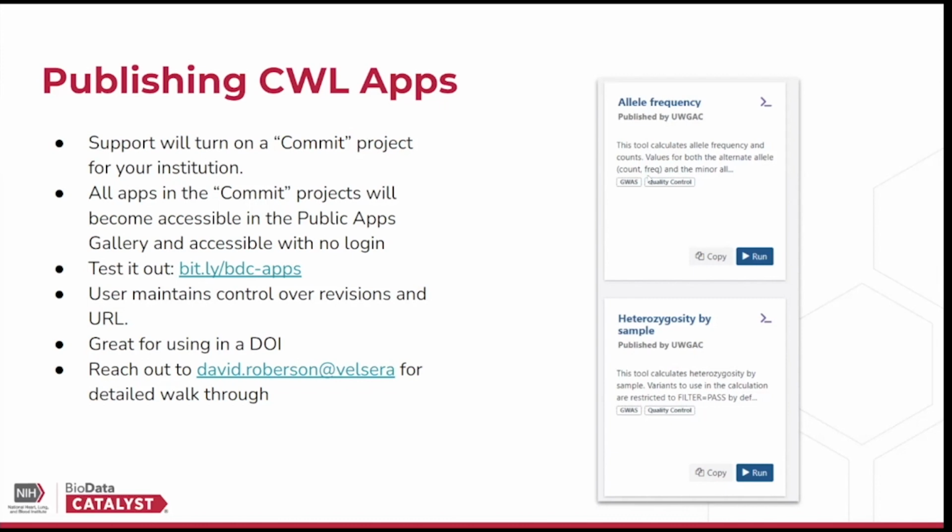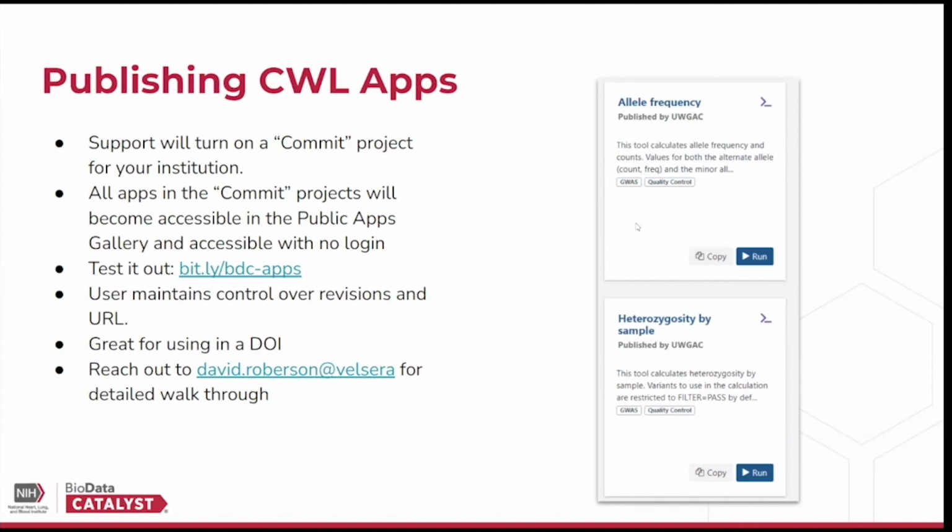So here are 2 examples published by UWGAC, or the University of Washington Genome Analysis Center. They're by far the most prolific publishers for the 7bridges Public Apps Gallery. I think they have about 20 apps or so. But here are 2 apps, allele frequency and heterozygosity by sample. How this works is they have what's called a commit project, which only they are members of, and all the apps in this commit project will become accessible in the public apps gallery.